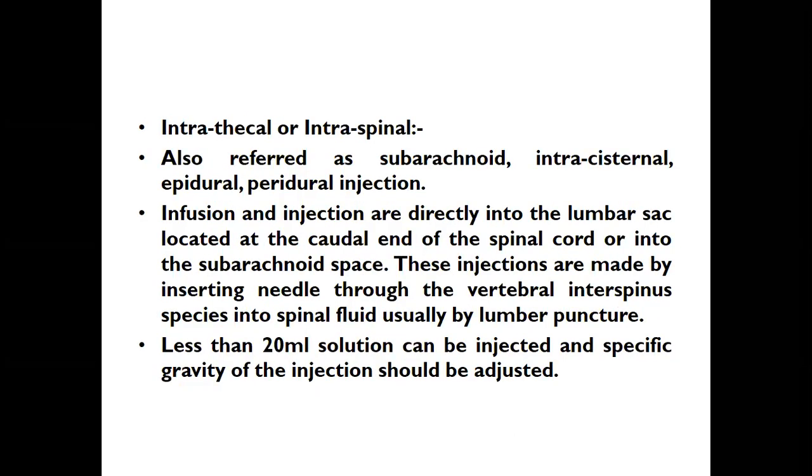Intrathecal or intraspinal, also referred to as subarachnoid, intracisternal, epidural, peridural injection. Infusion and injection are directly into the lumbar sac located at the caudal end of the spinal cord or into the subarachnoid space. These injections are made by inserting a needle through the vertebral interspinous spaces into spinal fluid, usually by lumbar puncture. Less than 20 ml of solution can be injected, and the specific gravity of the injection should be adjusted when it is administered through the intrathecal or intraspinal route.